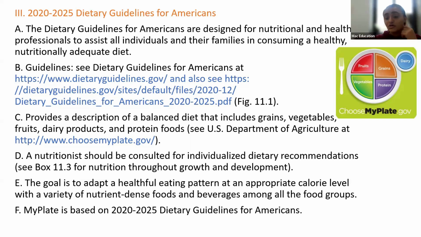Adequate nutrition to the body. So this is the MyPlate which is designed by the professionals for the Americans. These are the guidelines for the Americans and you have to follow all these guidelines. It provides a description of a balanced diet that includes grains, vegetables, fruits, dairy products and proteins. Yes, we can see that the guidelines provide us the information how much amount of fruits, vegetables, grains, proteins and dairy products should be in our plate, and the link is given below. A nutritionist should be consulted for individualized dietary recommendation. See box 11.3 for the nutrition throughout the growth and development.